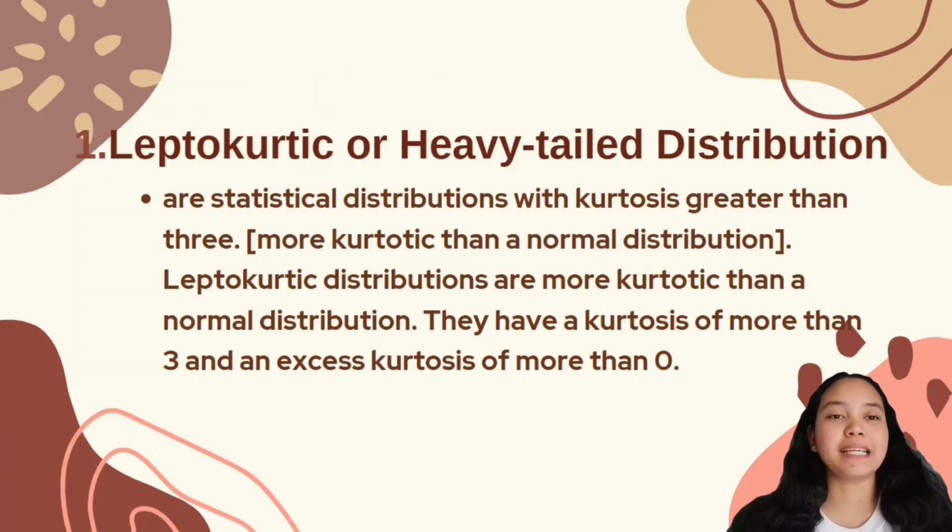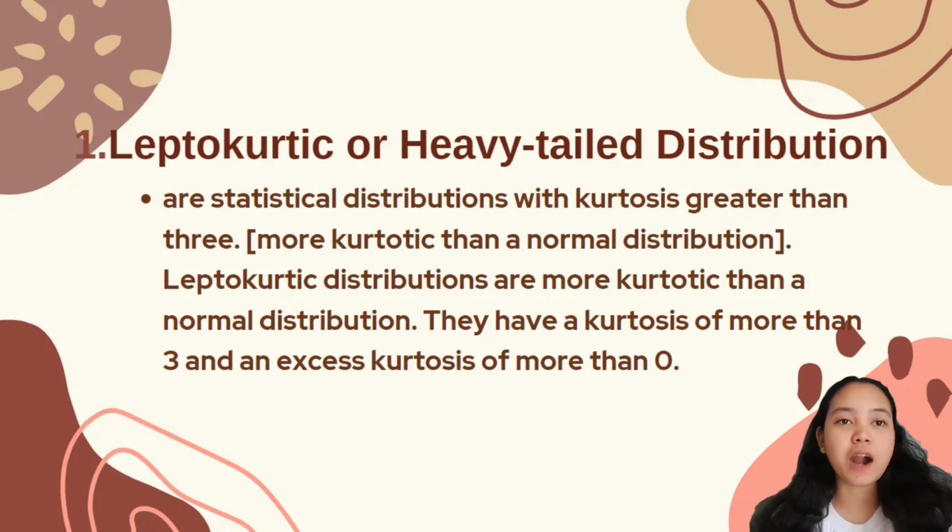The first type is leptokurtic or heavy-tailed distribution. These are statistical distributions with kurtosis greater than 3. Leptokurtic distributions are more kurtotic than a normal distribution. They have a kurtosis of more than 3 and an excess of more than 0.